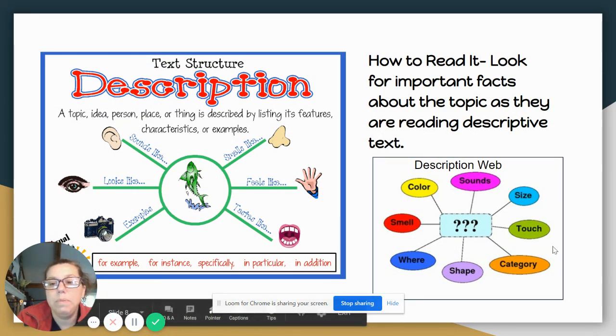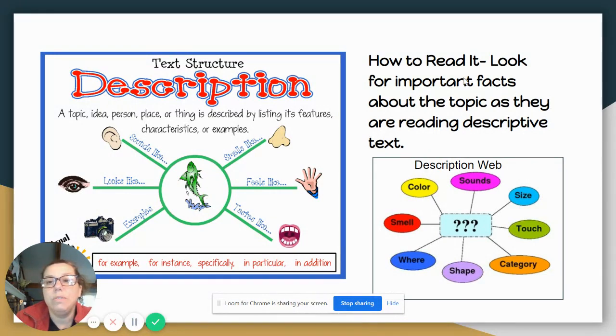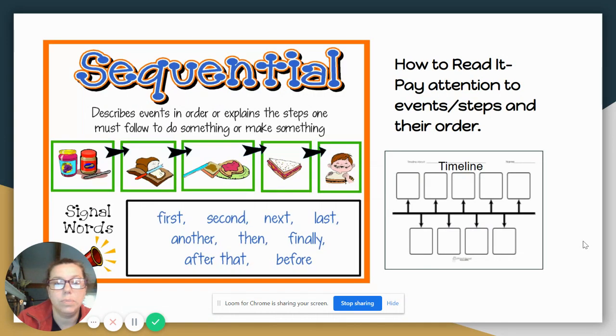And a description web might have some of these. When you talk about what it looks like, you might want to talk about its shape, its size, and color. There's just different words here. What you're going to want to look for when you are reading this type of text is important facts about the topic. And I'm going to tell you, every text you read is probably not going to be just one. The paragraph might be just one, but the whole text probably is going to be a mixture of these. I'll explain that more after we go over the other strategies or structures.